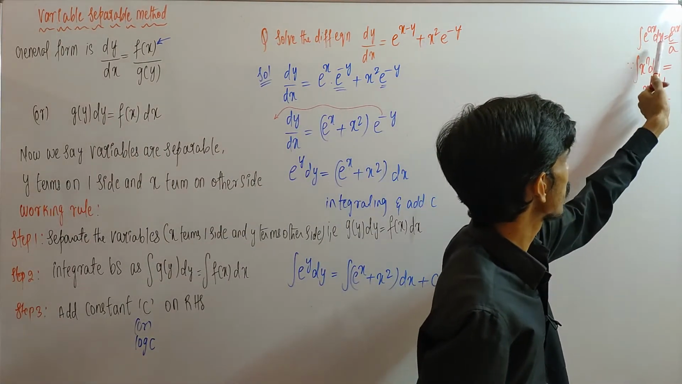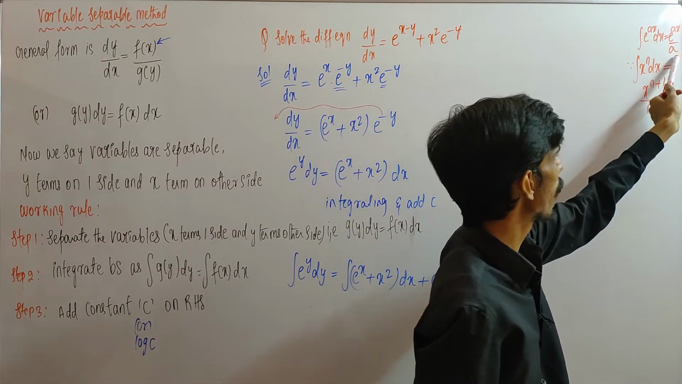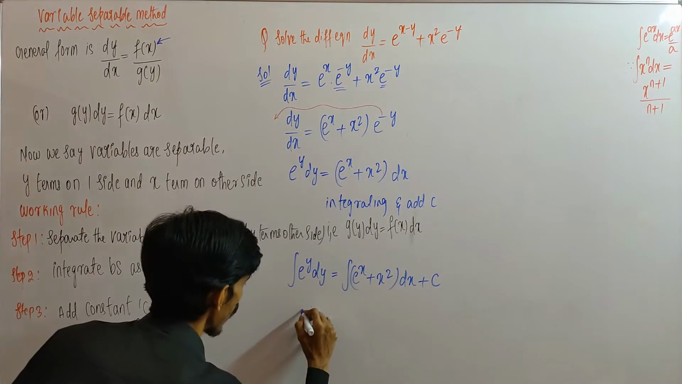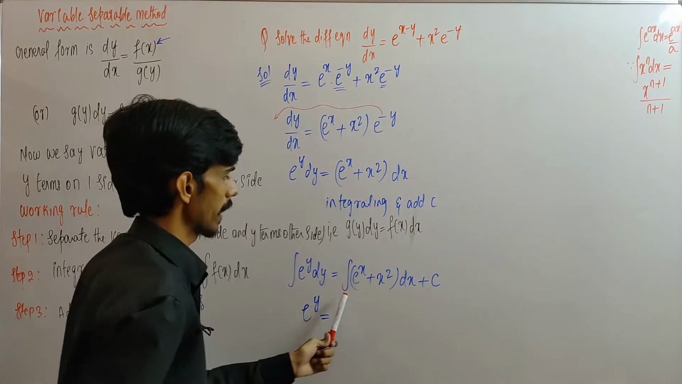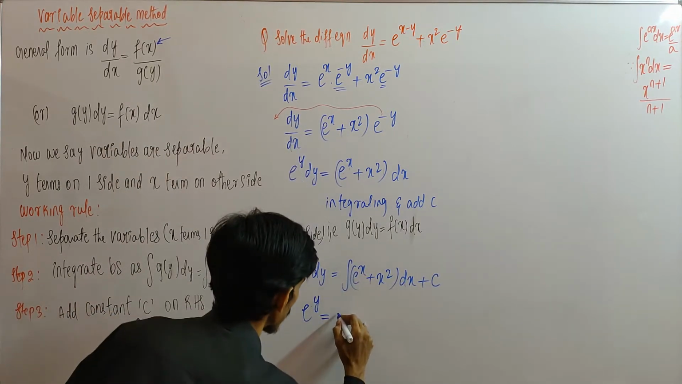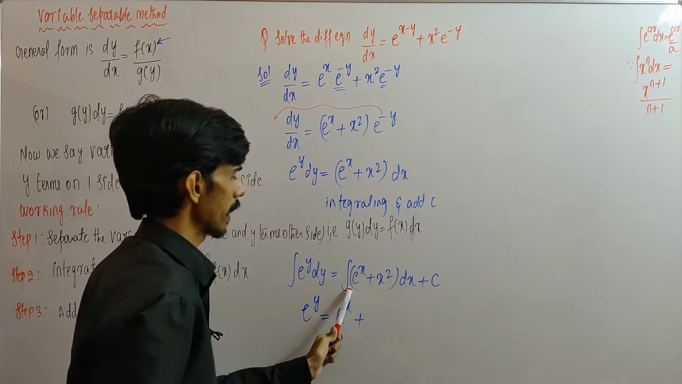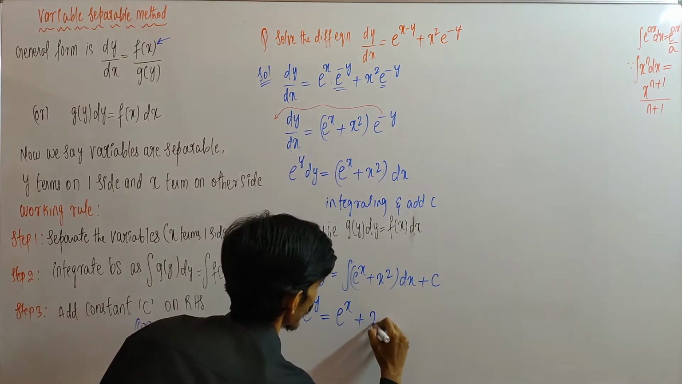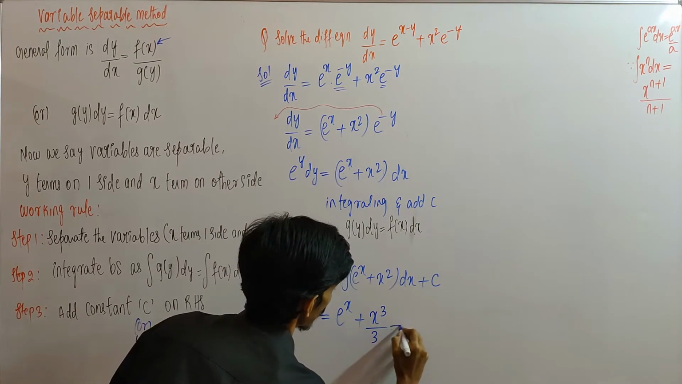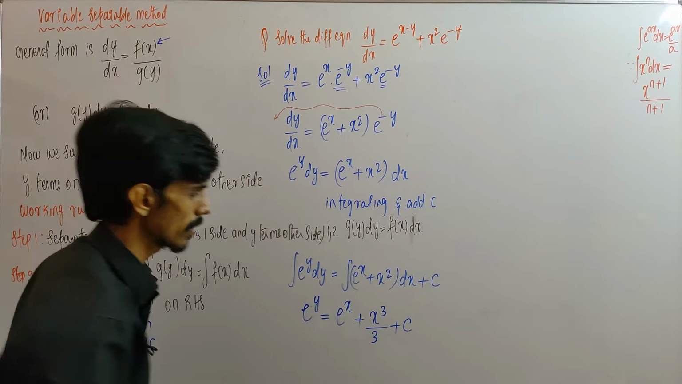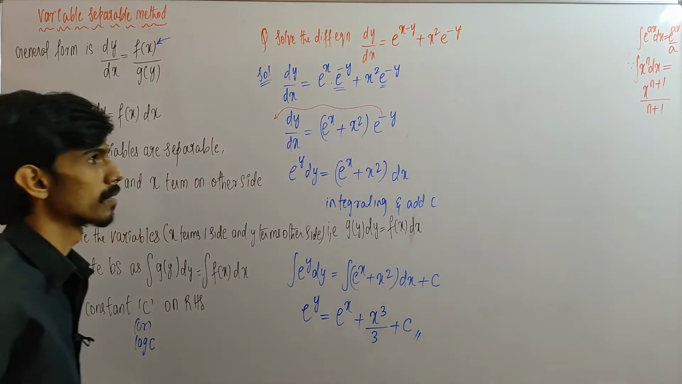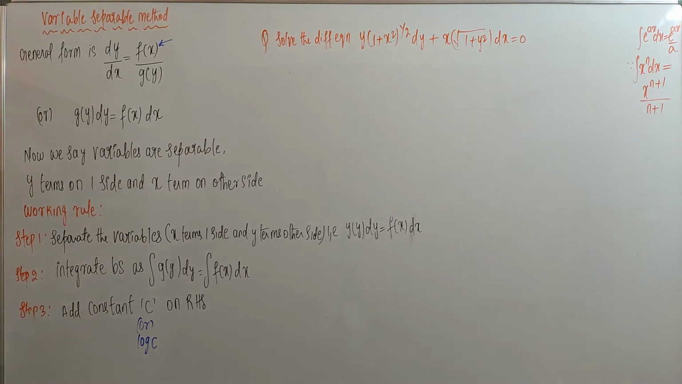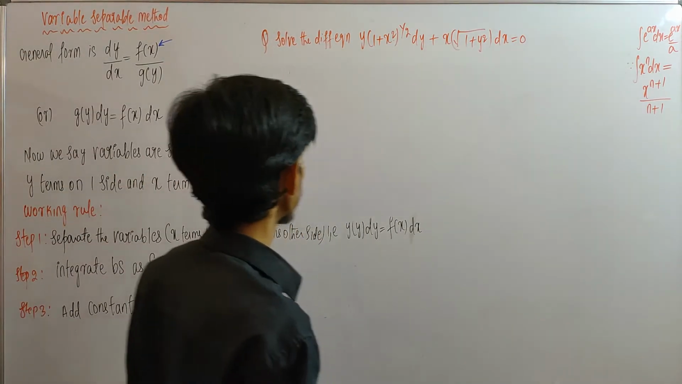Integration e power of ax dx value is e power of ax upon coefficient of x, which is a. So integration of e power of y is e power of y only. Integration of e power of x dx value is e power of x. Integration of x square dx using this formula will become x cube by 3 plus c. This is the solution for this question. Let us see the next question.